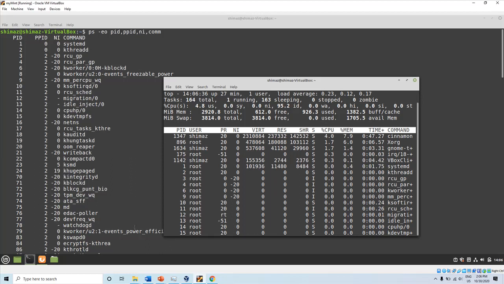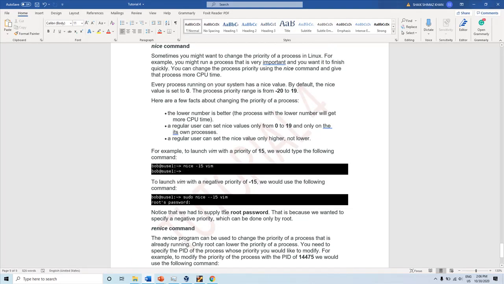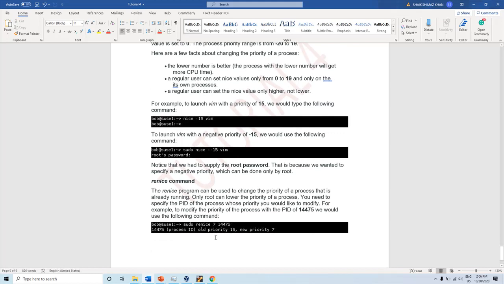And if you want to assign a priority value to a particular process, then you can use the nice command. And if you want to change the priority value for a running process, then you can use the renice command.